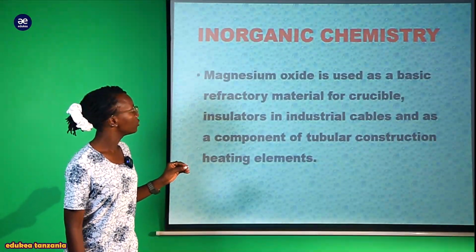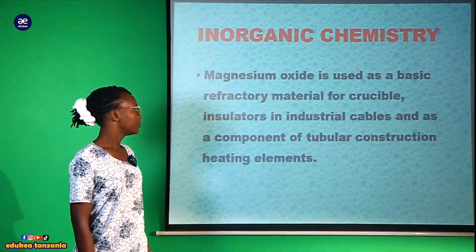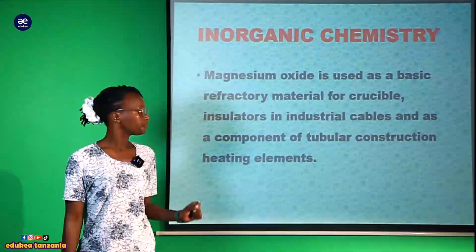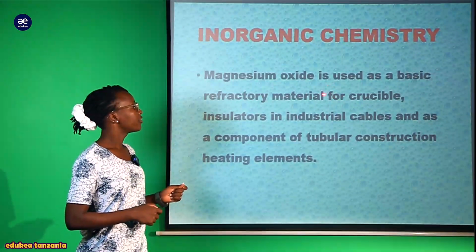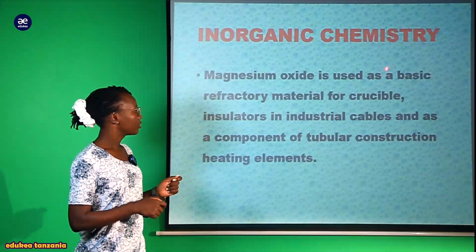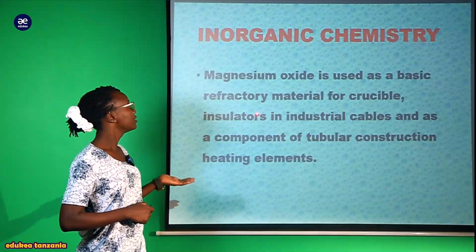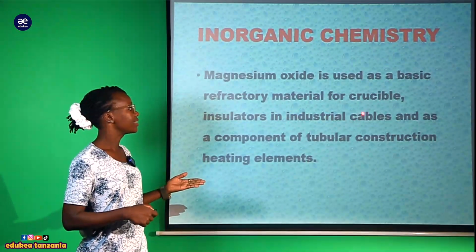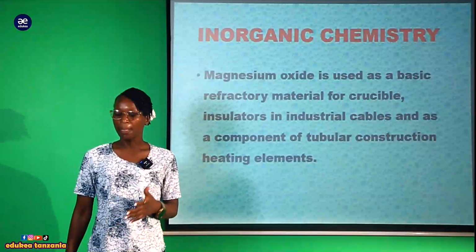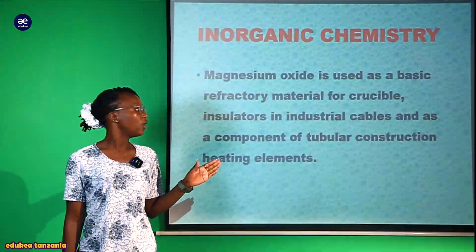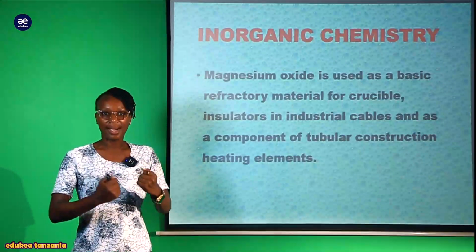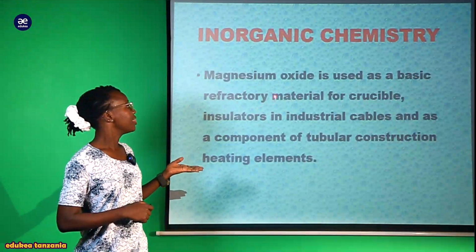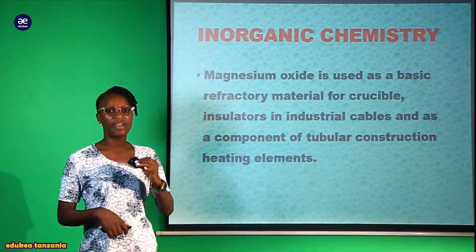Sasa mfano mzuri tumekuja kuona kuhusiana na huyu magnesium. Sasa huyu magnesium anatumika, magnesium oxide is used as a basic refractory material for the crucibles, but also for insulators, as an insulator in the industrial cables. Sasa utakuja kuona kwamba cables za kule kwenye viwanda, all these industries, it need to be very stable.